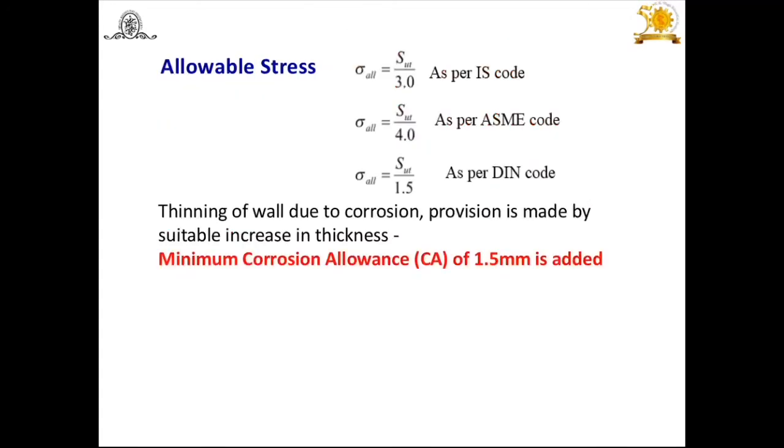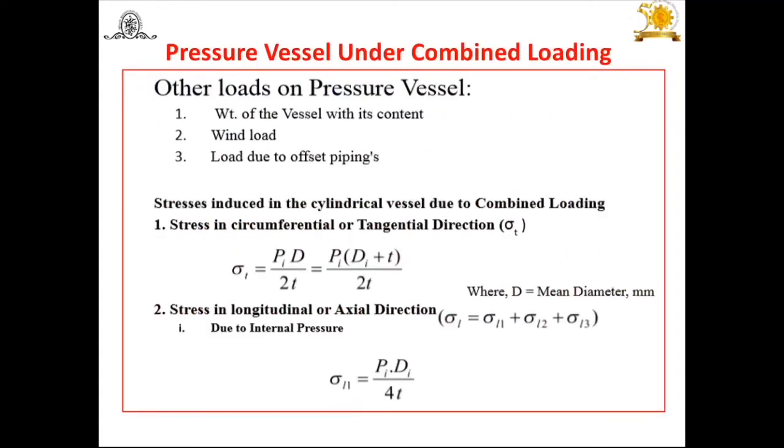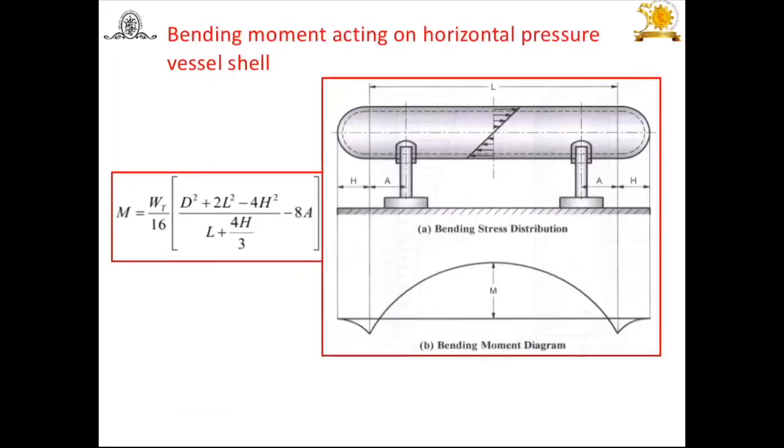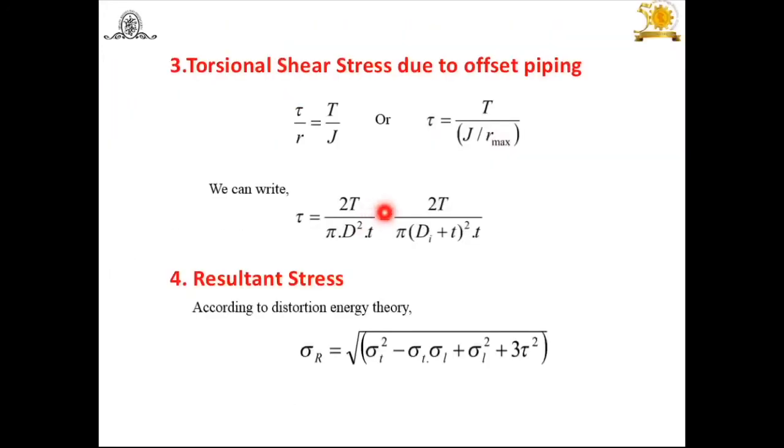First of all, find out this thickness, whether it's a cylindrical vessel or a spherical one. Then second, find out the stresses because of this combined loading: stresses in the circumferential direction and stresses in the longitudinal direction. Longitudinal stresses may be because of internal pressure, the weight and weight of the content, and bending stress due to total weight. And third one, torsional shear stress. After getting all these values, find out the resultant stress.